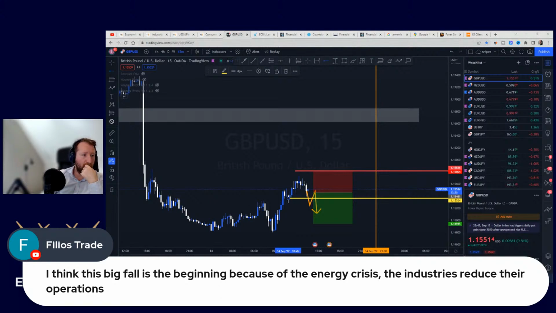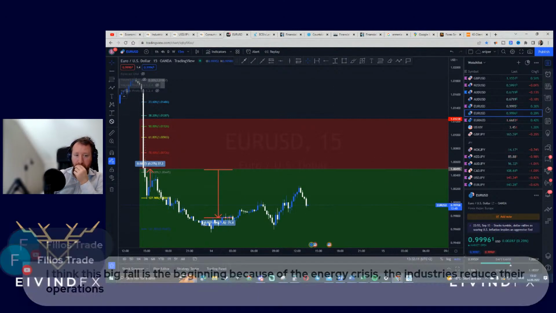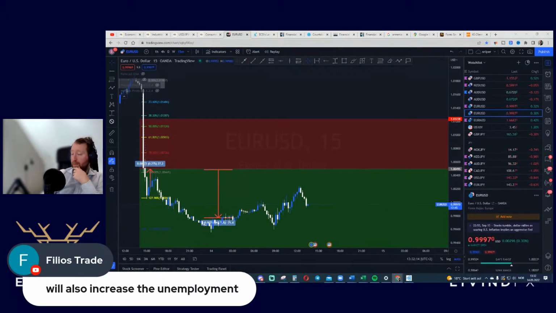I think the big fall is the beginning of the energy crisis. Industries reduce their operations. Yeah. I don't know if people know how bad euro is going to be. The fall to parity isn't as bad as. So I did this sell yesterday on the stream, and can't complain, to be honest. Went down 91 pips, now 55 in it. Can't complain. It would also increase unemployment, absolutely. Absolutely true.